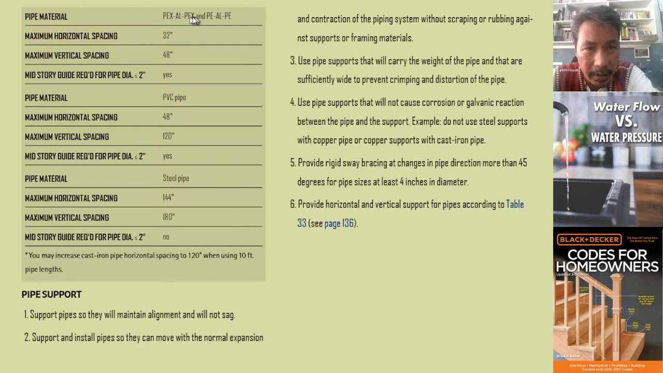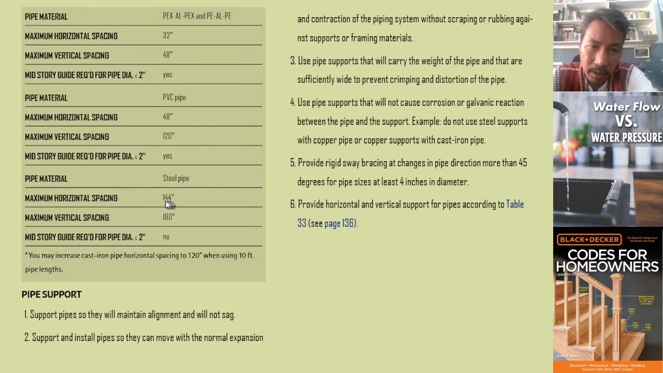PX, AL, PX, and PE, AL, PE: 32, 48, need support. The ordinary PVC pipe, 48, 120, need support. Take note, this is the strongest that we can use.